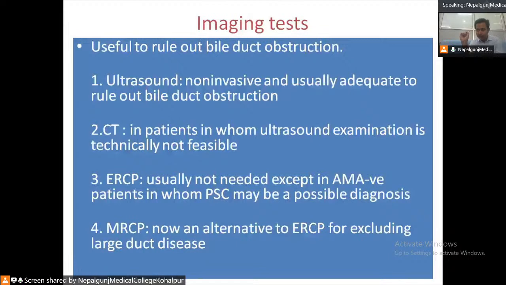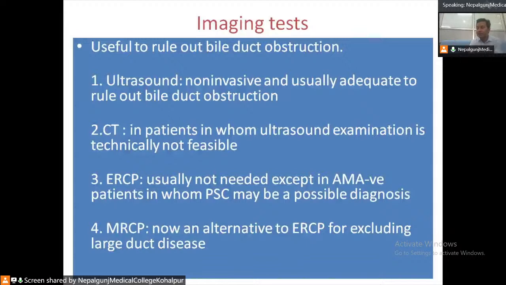If you do ultrasound, this is a normal ultrasound. If there is extrahepatic obstruction, for example in the common bile duct, or obstruction at the level of the distal bile duct, at the level of the duodenum or ampulla, or periampullary carcinomas or anything, this is obstruction. If the obstruction is distal, then proximally there is intrahepatic bile duct dilatation. If there is no obstruction, the intrahepatic bile ducts are normal.